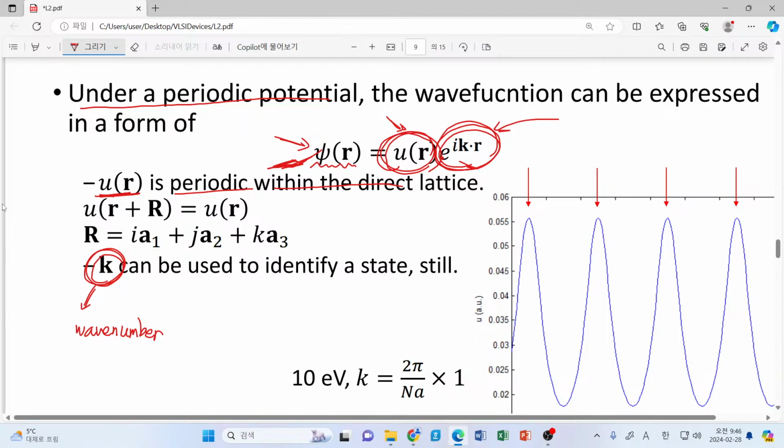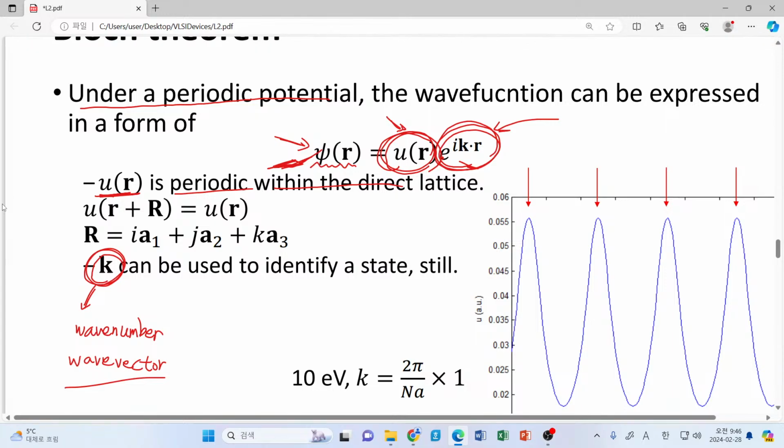But in this case, this is a vector, so it is more preferred to call it a wave vector. So in the 1D case or 3D case, we prefer wave number or wave vector. And anyway, this k vector can still be used as an identifier for an electronic state. So if we know a certain k vector in a three-dimensional electronic system, then we can identify one single electronic state.